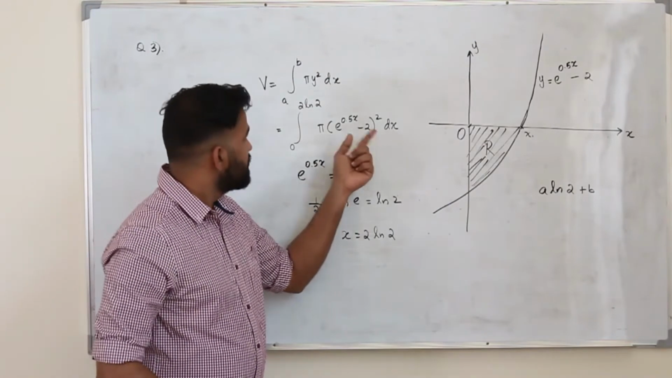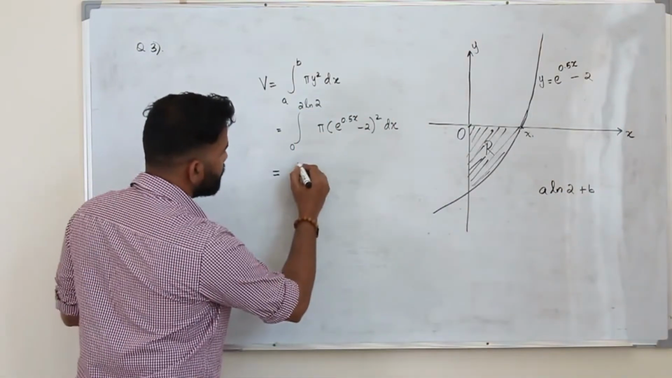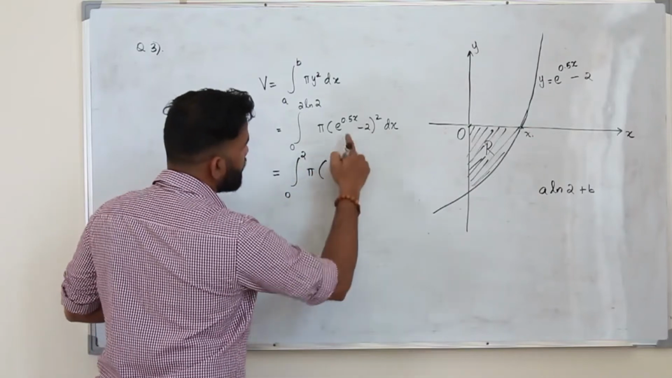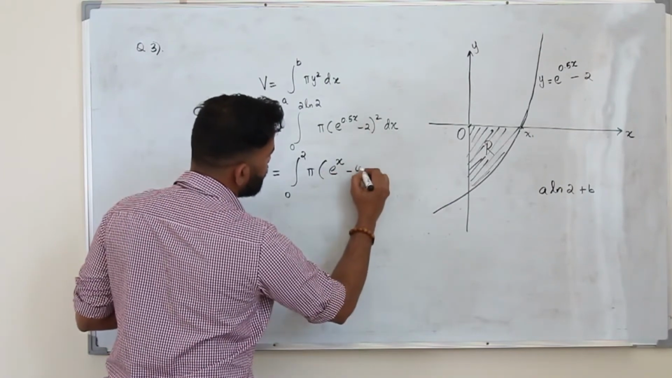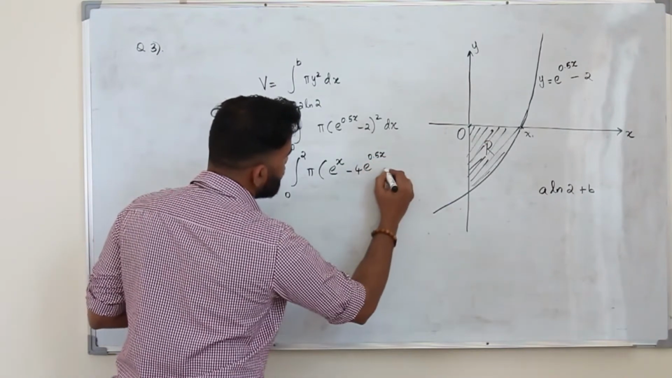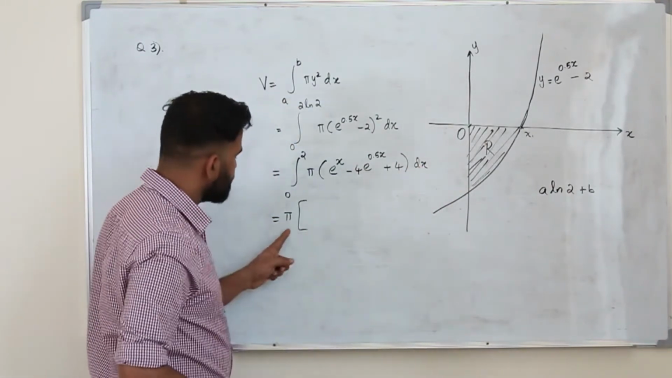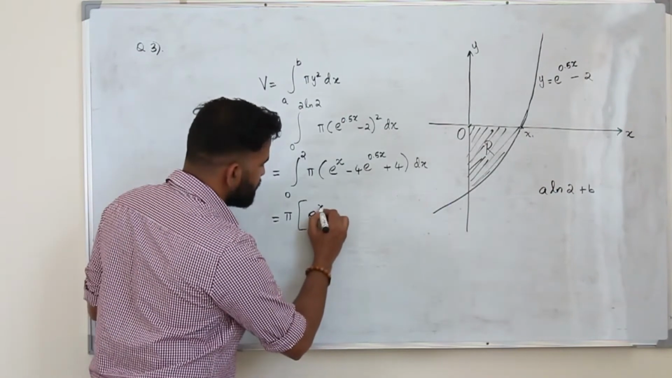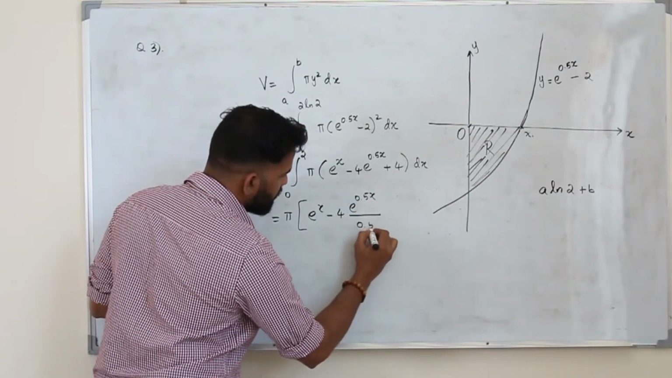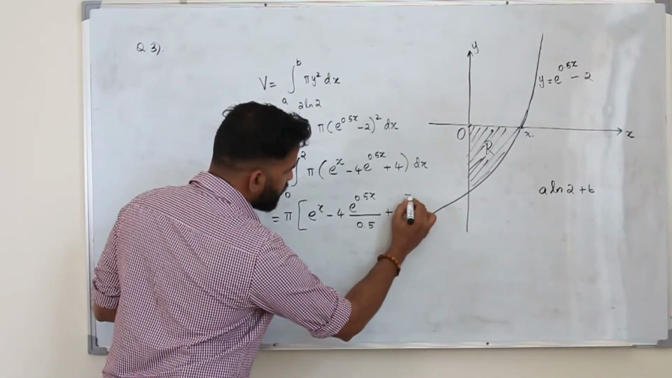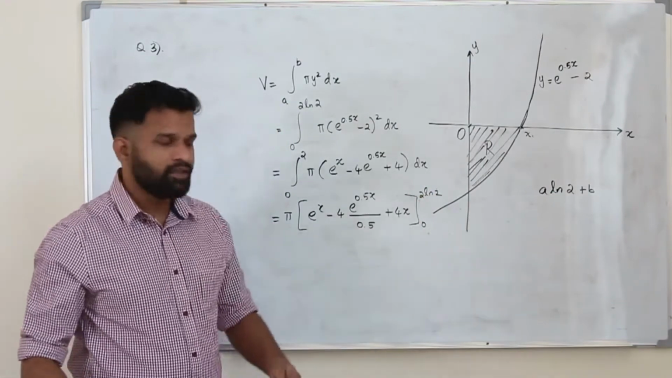Now we are going to integrate this, substitute the upper limit and lower limit, and write the answer in this form. First expand this. So it's pi into a squared, so e to the power x, minus 2ab, 4e to the power 0.5x, plus b squared, 2 squared is 4. Integrate it. Pi is a constant, keep it here. Integration of e to the power x is e to the power x, minus integration of e to the power 0.5x is this divided by 0.5, plus 4 becomes 4x. That's it. Substitute the limits and simplify.